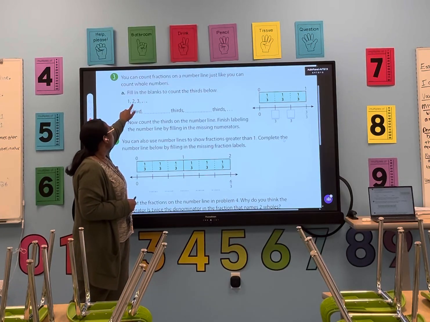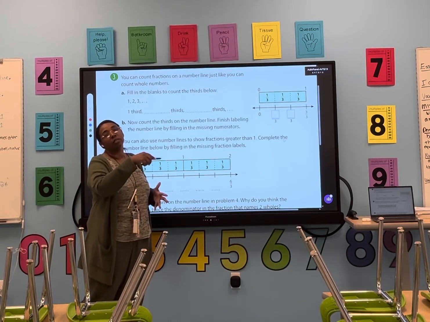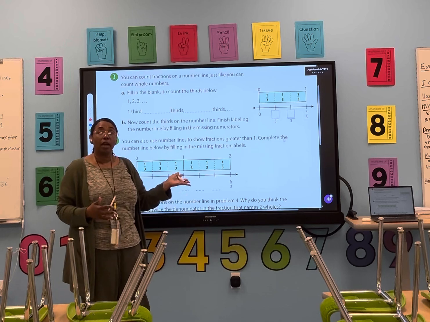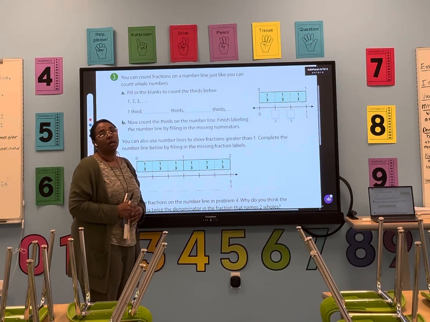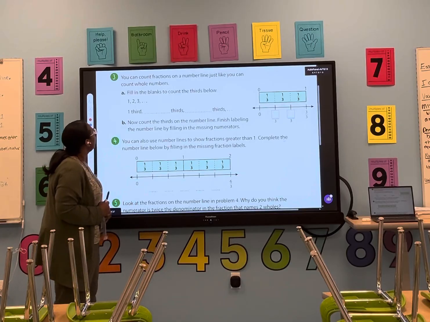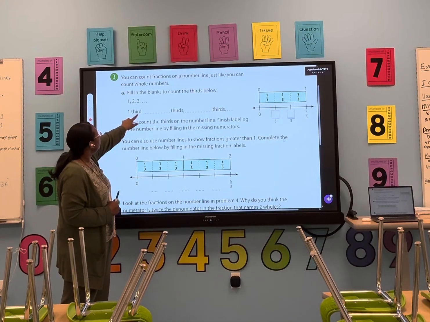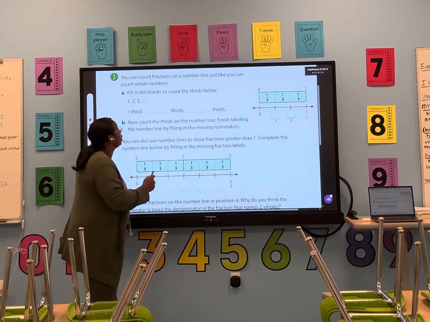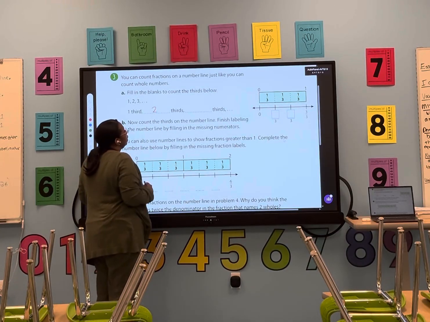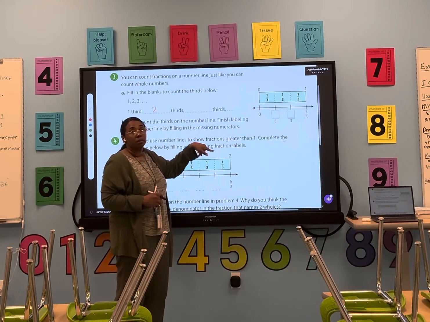So it starts with 1, 2, 3, and then we have the little dots. That means it'll continue on forever. So they want us to fill in the blanks for the missing numerators. Okay, so we have 1/3. The next fraction would be 2/3. Then after 2/3 comes 3/3.